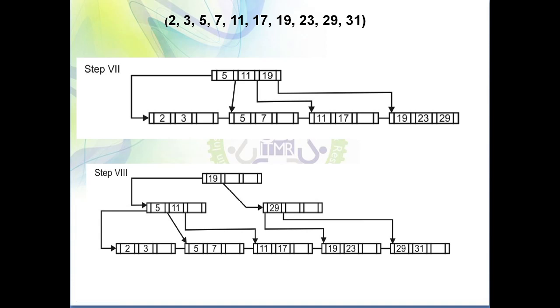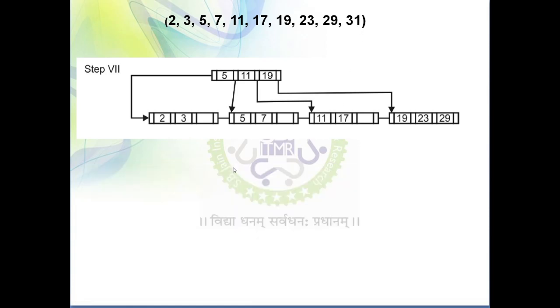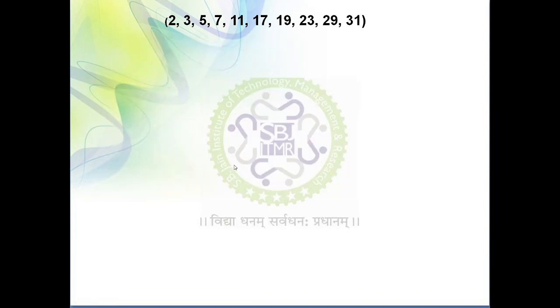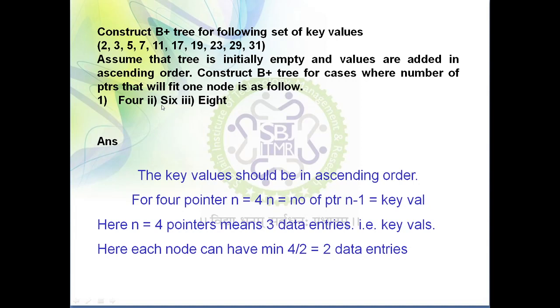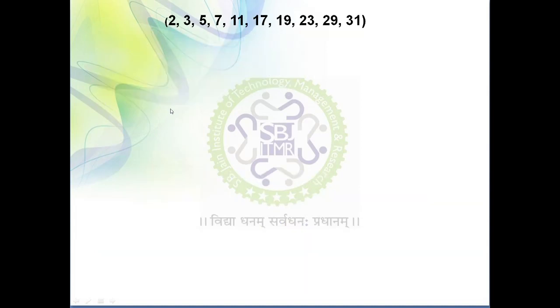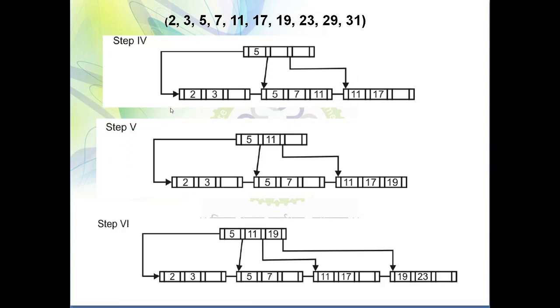What is n? N is nothing but the number of pointers. So here I have inserted all the elements, all the key values, into my B plus tree. So this is the B plus tree that we have constructed for n equals to 4. Now we have to construct a B plus tree for n equals to 6.